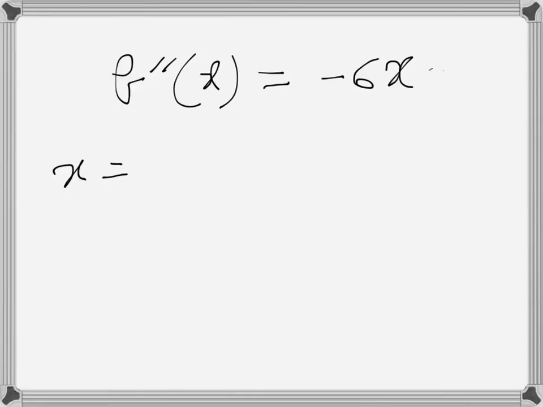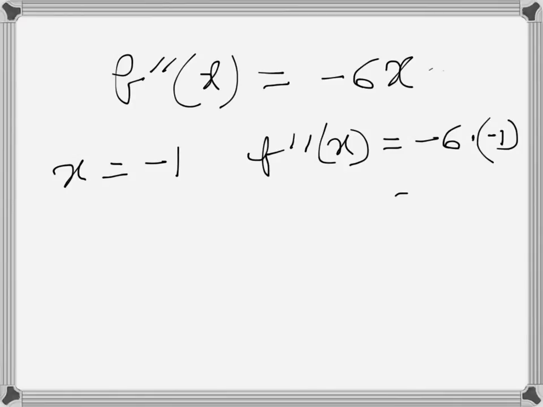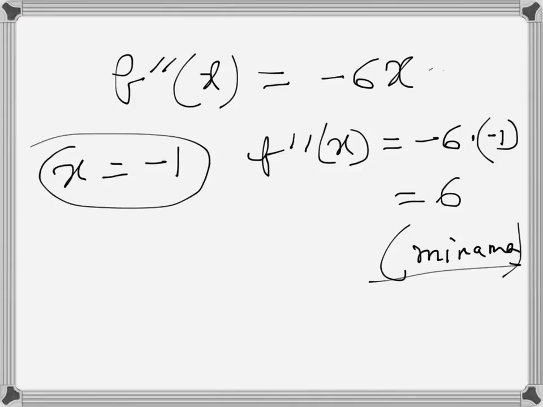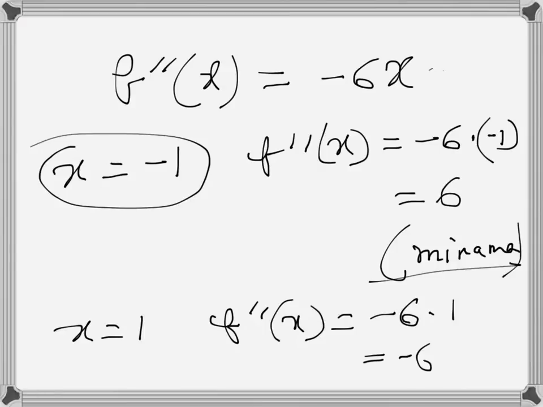So when x is equal to minus 1, what is the sign of f double prime x? Minus 6 times minus 1, which is plus 6. So this is positive, which means this point is a minima. We have discussed this in a previous video. So x equal to minus 1 is a minima. And when x is equal to plus 1, f double prime x is minus 6 times 1, which is minus 6. So this is negative, so this is a maxima. Now we know the nature of the stationary points.